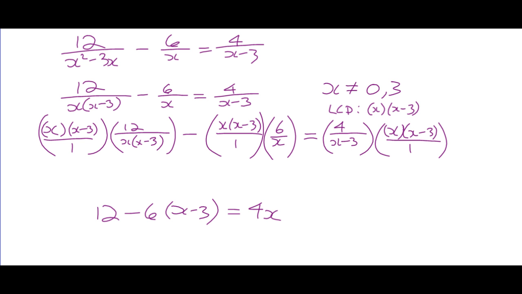All right, and then what? Well, now I go and I cancel, right? So the x minus 3, the x, the x minus 3. Okay, I got 1, 1, 1, 1, 1, 1, 1. Okay, what's left? Well, I have 12 minus 6 times (x minus 3) is equal to 4 times x.